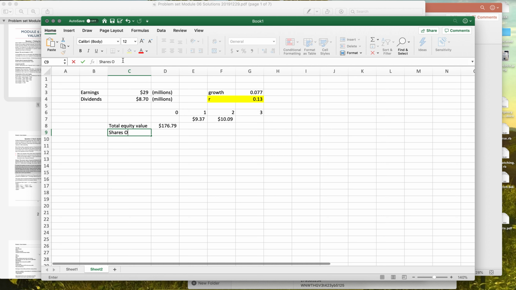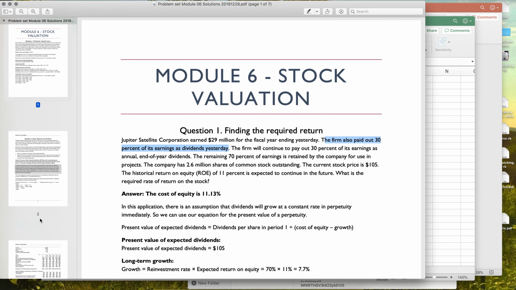But we have 2.6 million shares outstanding. So that means the share price is $68 given this assumption. But the question doesn't ask for that. It wants to know, if the stock price is 105, what the required rate of return on the stock is.